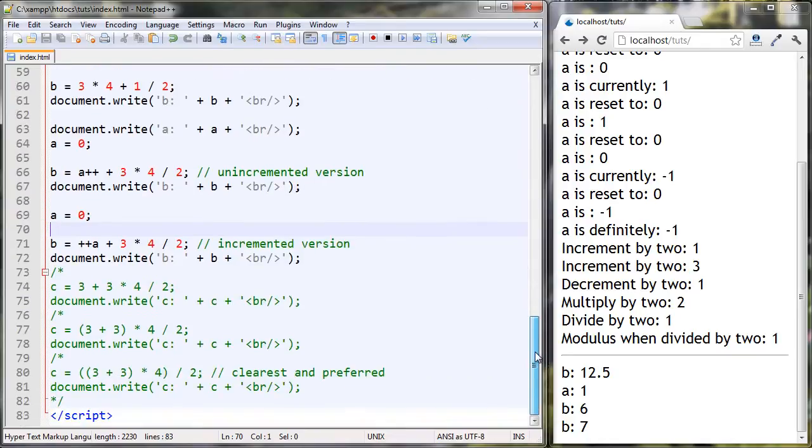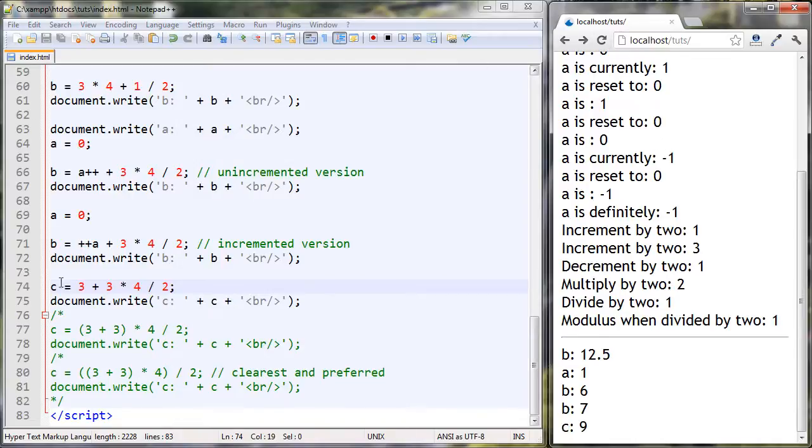We're almost done. c is set to 3 plus 3 times 4 divided by 2. So obviously when you're writing your code, you don't want to do your expressions like this. We want to use parentheses, not only so it's easier for us to understand, but for other programmers that might look at our code and then they don't know what's going on. But anyways, let's see how this evaluates. Okay, and we got a 9.